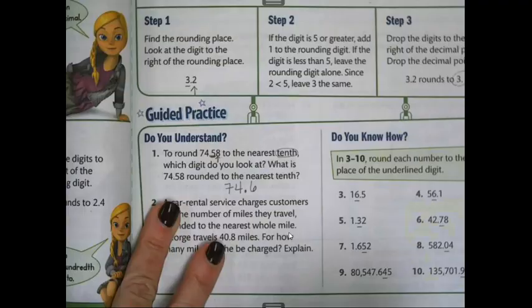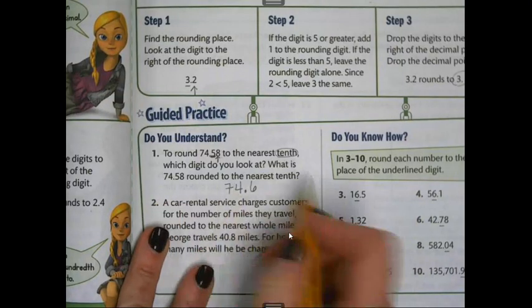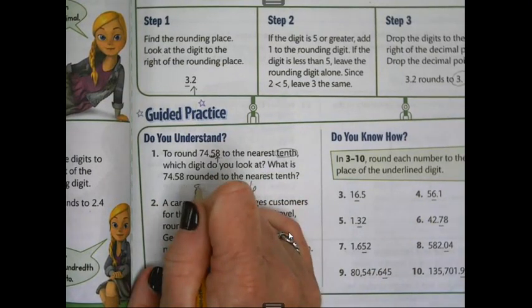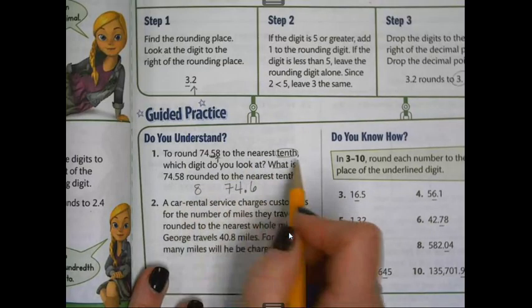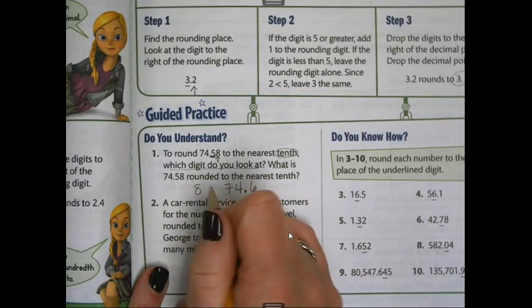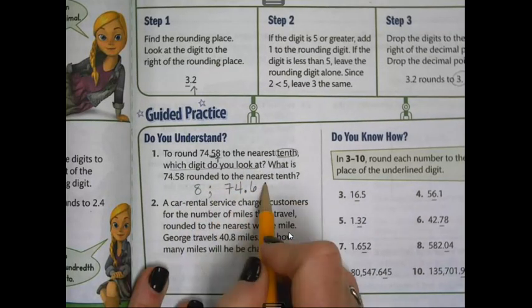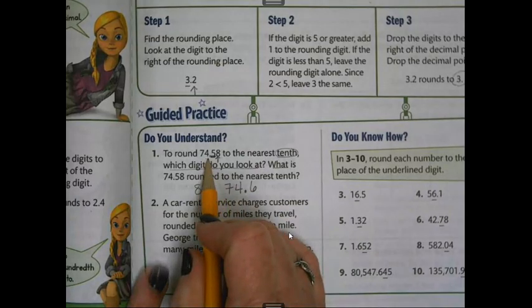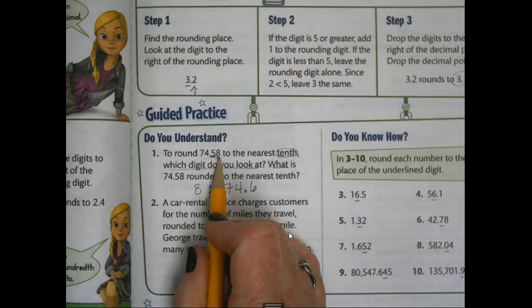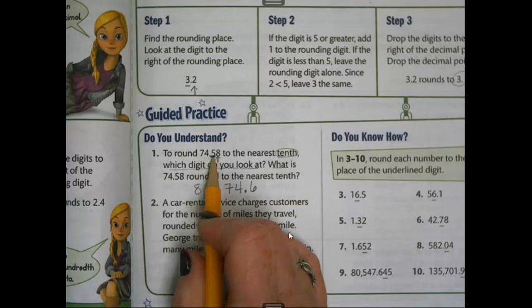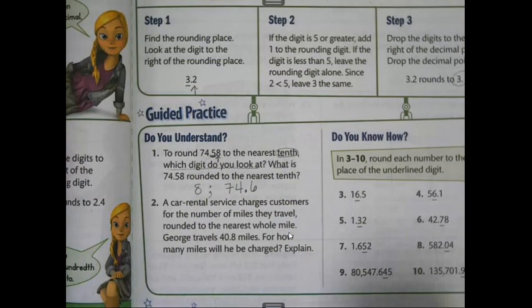Okay. Now, I forgot to answer. We were looking at the 8. The first part of the question was, what digit do you look at? We look at the 8 and rounded to the nearest tenth. 74 and 58 hundredths will round up to 74 and 6/10.